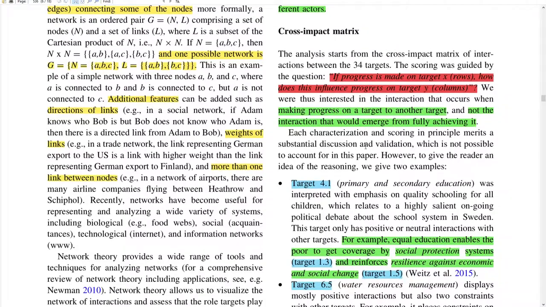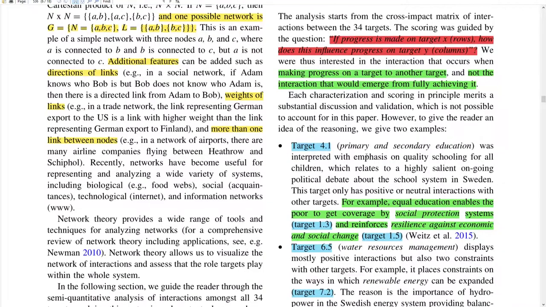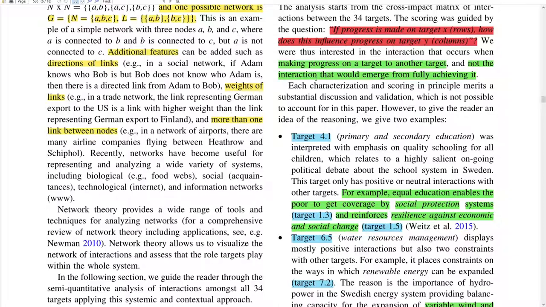So the first thing, the cross-impact matrix. What the scoring means is, if progress is made on target X, which is on the row side, how does this influence progress on target Y, which is on the column side? It also does not mean the interaction that would emerge from fully achieving it. It does not mean that if you have a higher number, then if a target happens, it's going to have a plus 3 or plus 2 effect on another target. It does not have to be fully achieved to have any effect. Actually, they're just measuring progress. Any progress is good progress. And how that progress is affecting other targets is what we're measuring here.